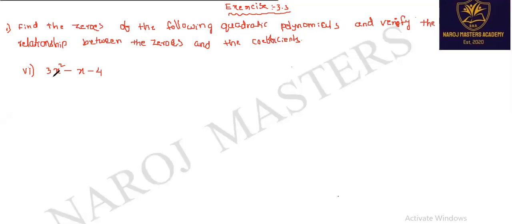Now look at the last bit of the first question. 3x square minus x minus 4. Okay. So write down 3x square minus 12x plus 11x minus 4. Then take 3x common here: 3x into x minus 4, and 1 common here: plus 1 into x minus 4. Okay. Now x minus 4 is common in both the terms. x minus 4 into 3x plus 1.